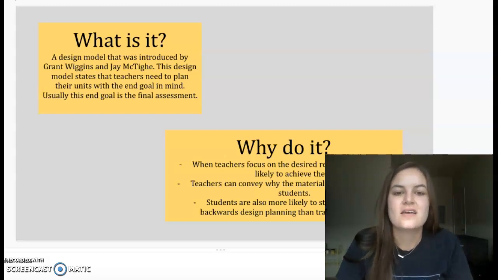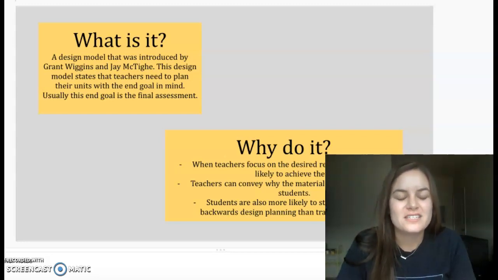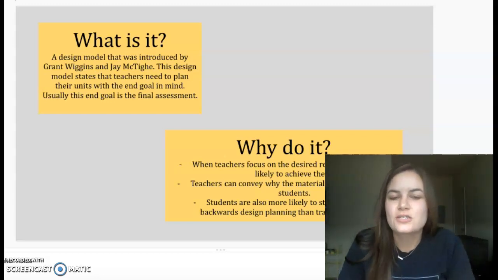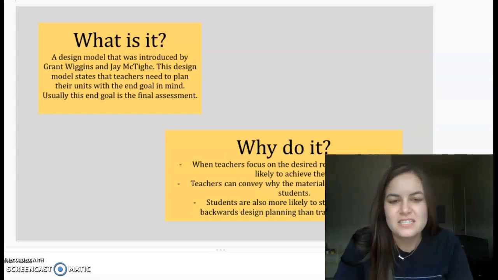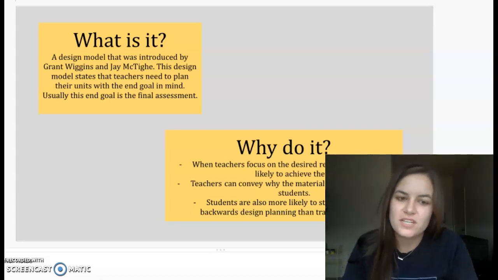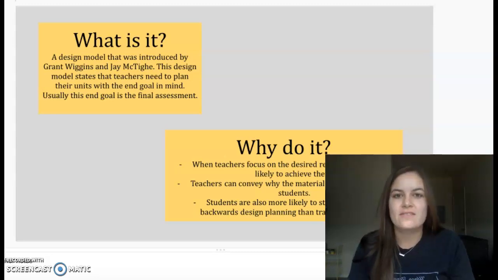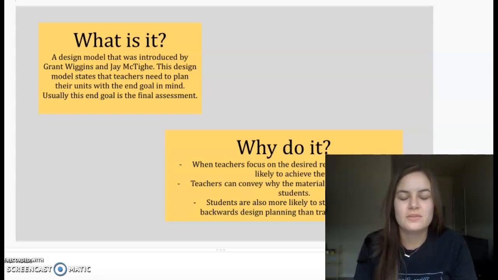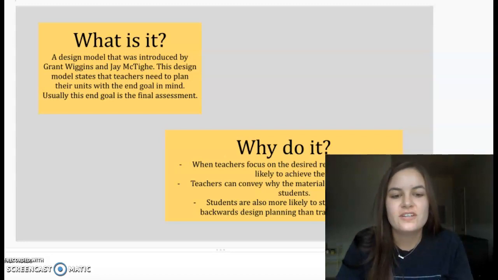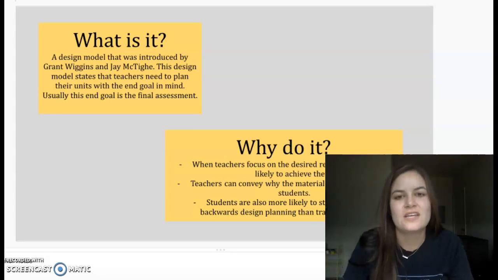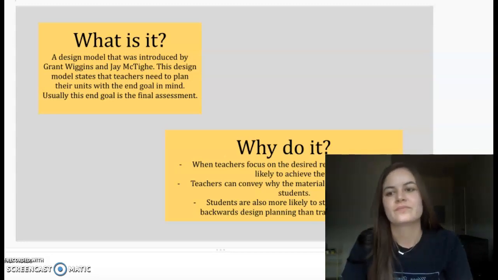Why do we do this? There's three main reasons why we do this. When teachers focus on the desired results, they're more likely to achieve them. The second reason is teachers can convey to their students why the material is important. During the lesson, once you have the end goal, you can communicate to your students why we're doing this, why we need to reach that goal. And the third reason is students are more likely to stay on track with backwards design planning rather than traditional planning, so having that student engagement within your classroom.